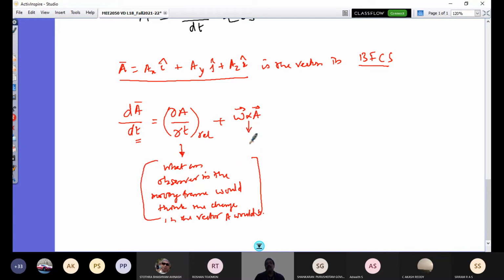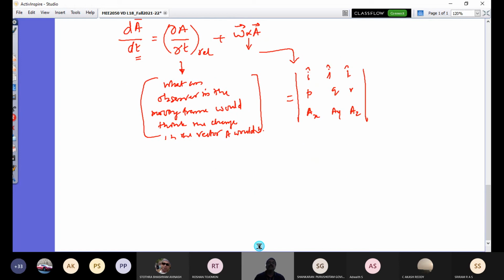And what is this term? This term takes care of the rotational effect of your body fixed coordinate system and its influence on this vector. That is given by this cross product, and it would be obtained through a determinant: i, j, k, then omega, which is P, Q, R, where P is roll rate, Q is pitch rate, and R is yaw rate, and the A vector components AX, AY, and AZ. This determinant gives you this. Addition of these two gives me the absolute variation of this vector A.